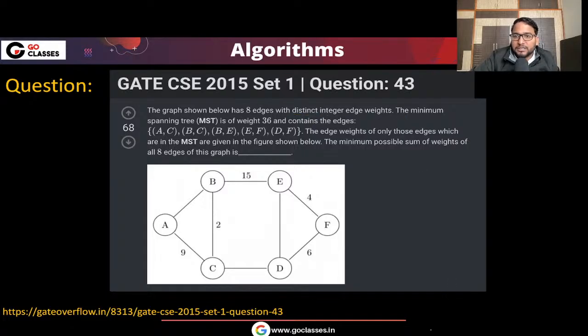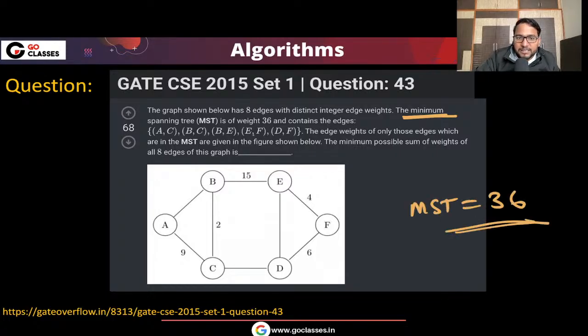These are the integer weights, and these are distinct. The minimum spanning tree weight is 36. So they have given that the MST weight is 36, and it contains the edges AC, BC, BE, EF, DF, right? So these are the MST edges. The edge weights of only the edges which are in the MST are given in the figure below.